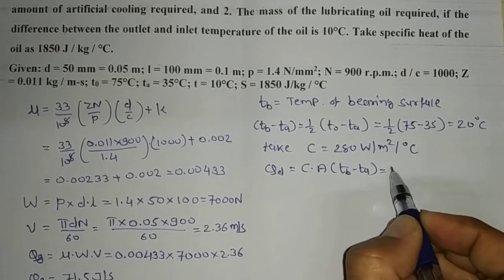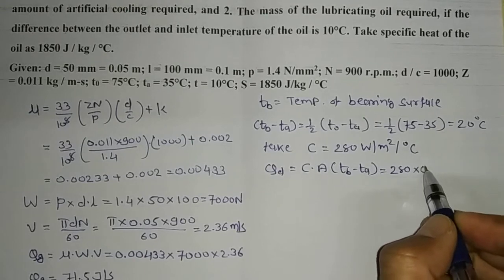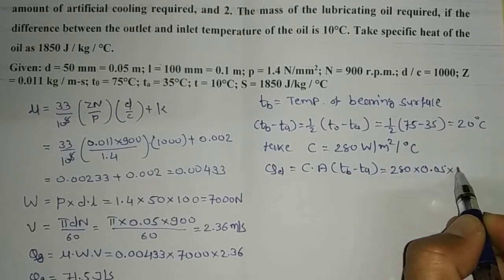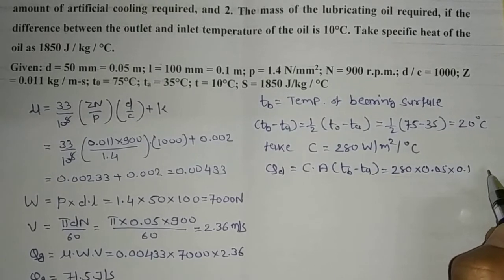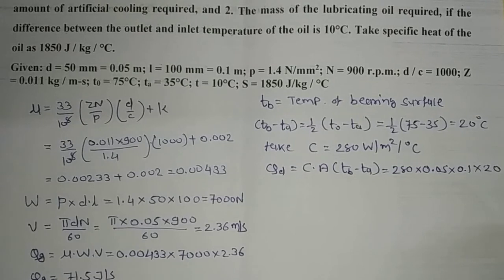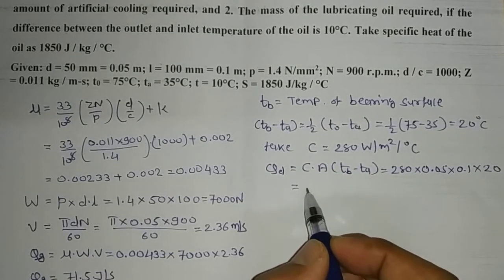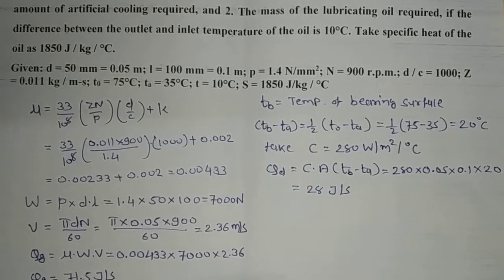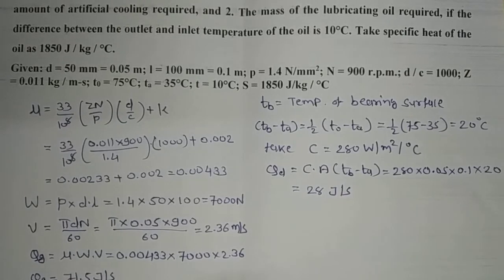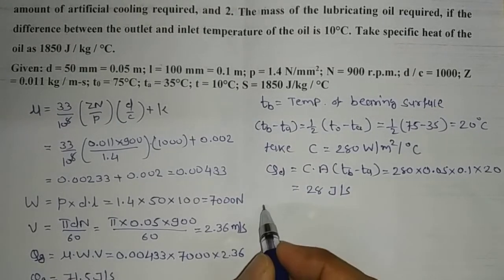Okay, so we have already found TB minus TA's value. Value of C is equal to 280, then area 0.05 and length 0.1, into TB minus TA, which is equal to 20. So therefore heat dissipated QD is equal to 28 joule per second. Okay, so therefore amount of artificial cooling required.